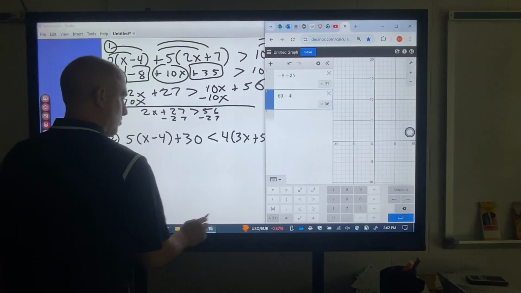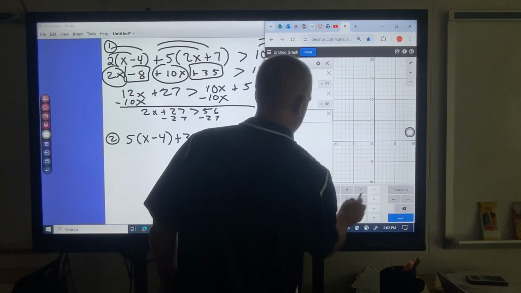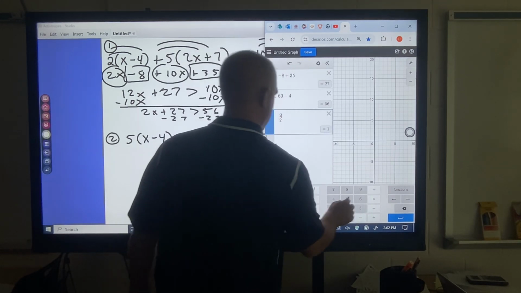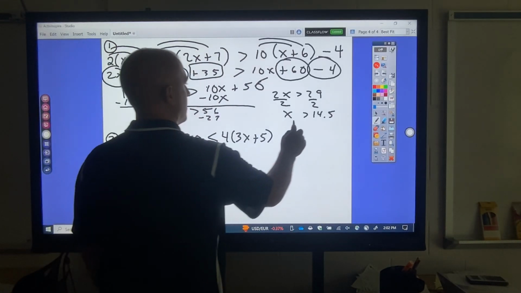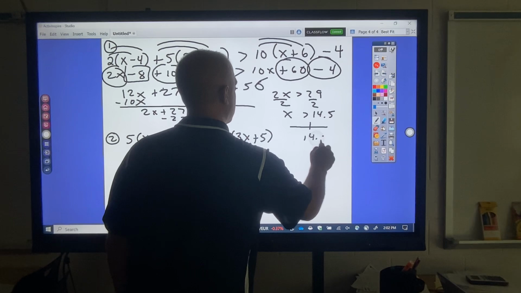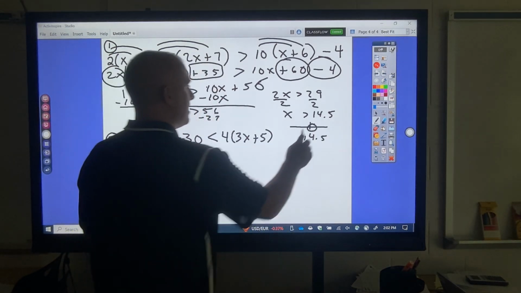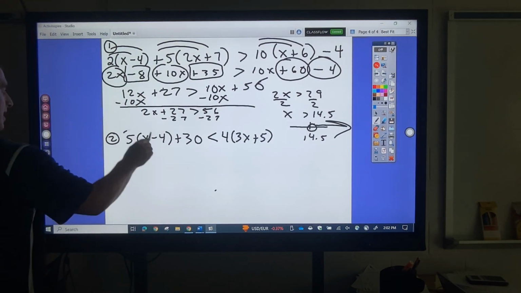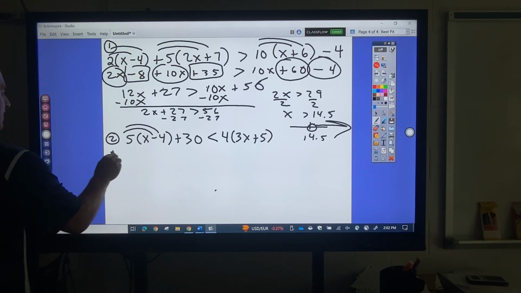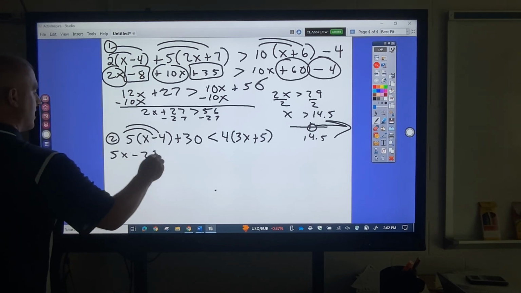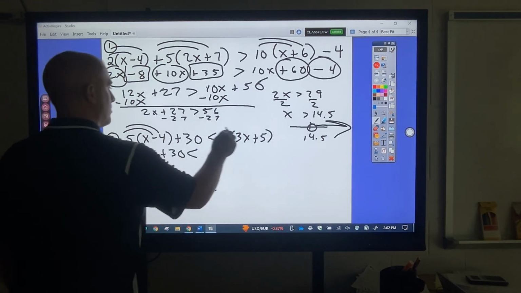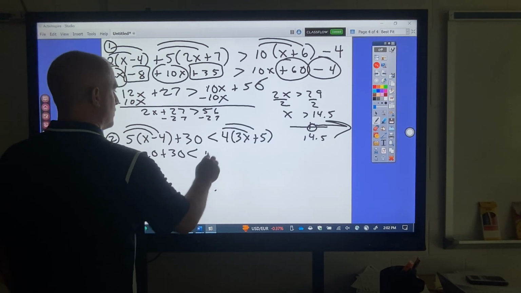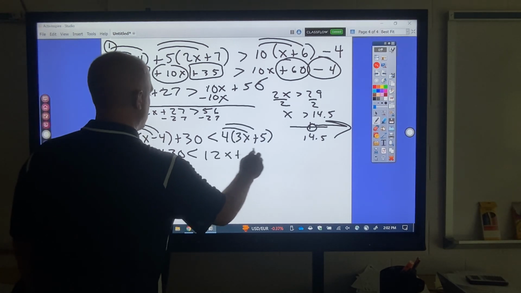Okay? Because that's what 29 divided by 2 is. Okay? So open circle. It's eating the x, so I shade to the right. Okay? This one, I would multiply. 5 times x is 5x. 5 times negative 4 is negative 20. This one I multiply. 4 times 3x is 12x. 4 times 5 is 20.